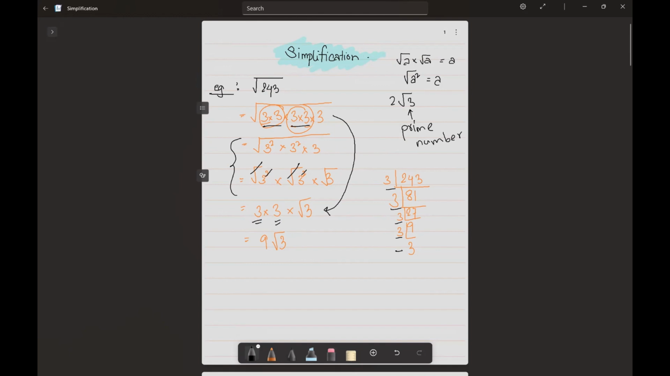And we have this 3 in here, and then this 3 is alone, so it will stay inside the root. And 3 into 3 gives us 9. And then we have root 3. So 9 root 3 is our answer to this simplification.